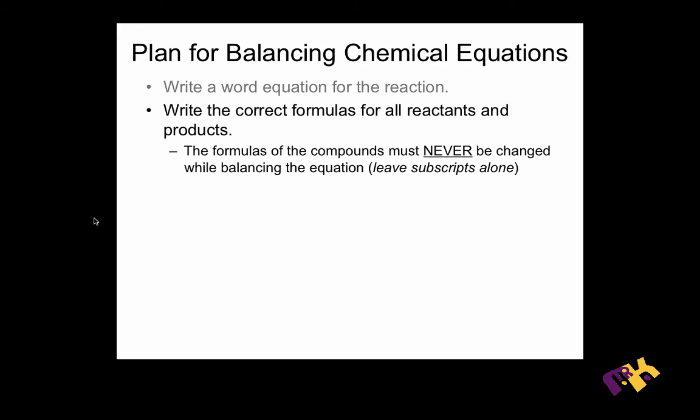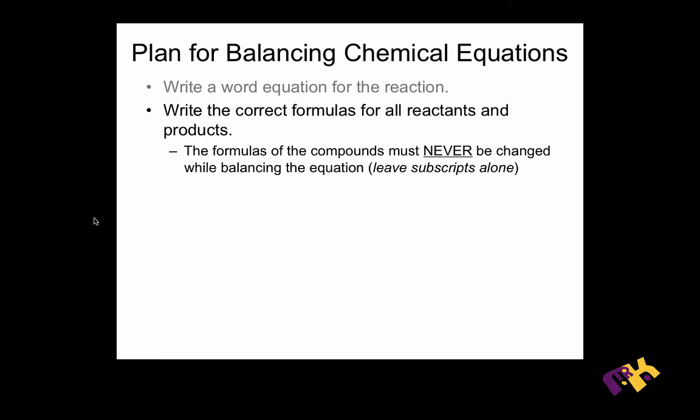Okay, so we have a plan in place for trying to balance these chemical equations. The first thing is obviously to write a word equation for the reaction. We've been doing that, right? We either were provided a word equation or, in some examples that will come up in the near future, you're given almost a story or an explanation of a reaction happening, and from that you need to parse out what's important to set up the equation for the reaction. We need to write the correct formulas for all reactants and products, which we practiced yesterday.